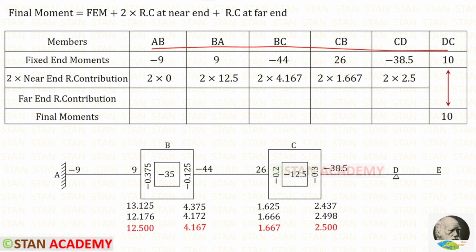Then let us enter the fixed end moments. Then let us enter the near end rotation contributions. For AB, the near end rotation contribution is 0. For BA, it is 12.5. For BC, it is 4.167. For CB, it is 1.667. And for CD, it is 2.5.